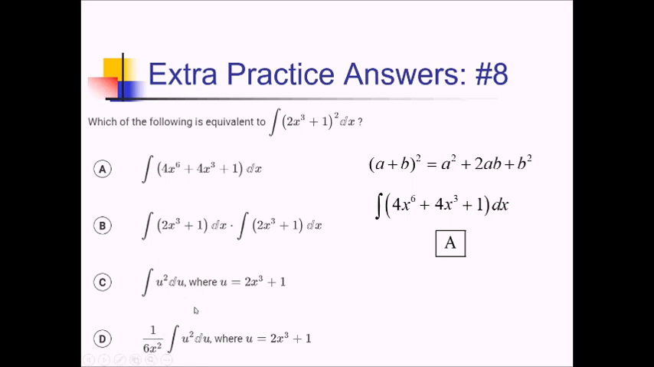And the 1 over 6x squared I was just talking about, even if you did put it in there, you can't just take it out of the integral like this. You can take out constants from integrals, but you can't take out things that have variables in them. So choice D is also incorrect.